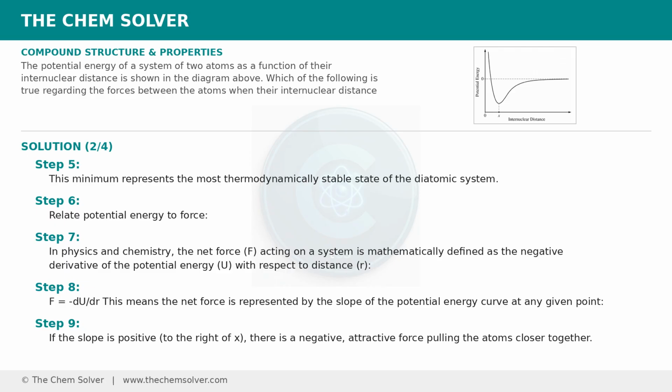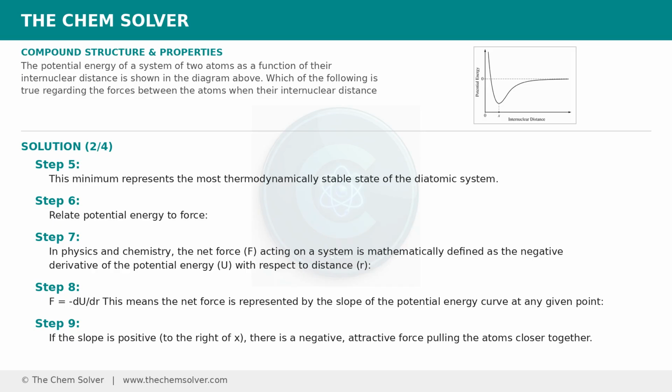Relate potential energy to force. In physics and chemistry, the net force, F, acting on a system is mathematically defined as the negative derivative of the potential energy, U, with respect to distance, so F equals negative dU over dr. This means the net force is represented by the slope of the potential energy curve at any given point.